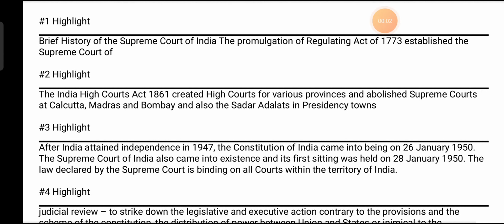This article is about the Supreme Court. The brief history of the Supreme Court of India. The promulgation of the Regulating Act of 1773 established the Supreme Court of India.